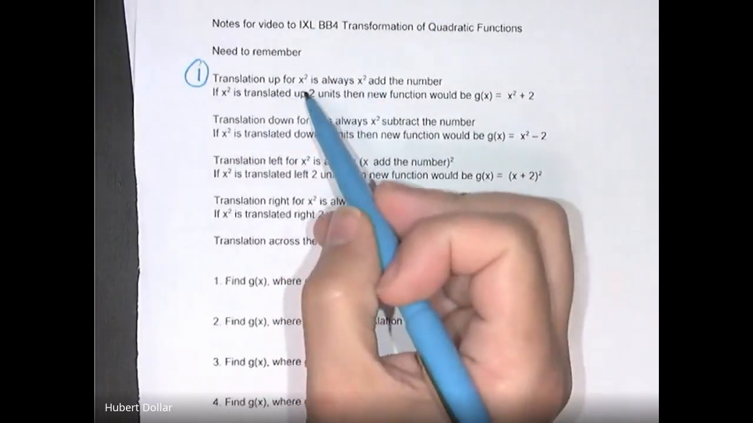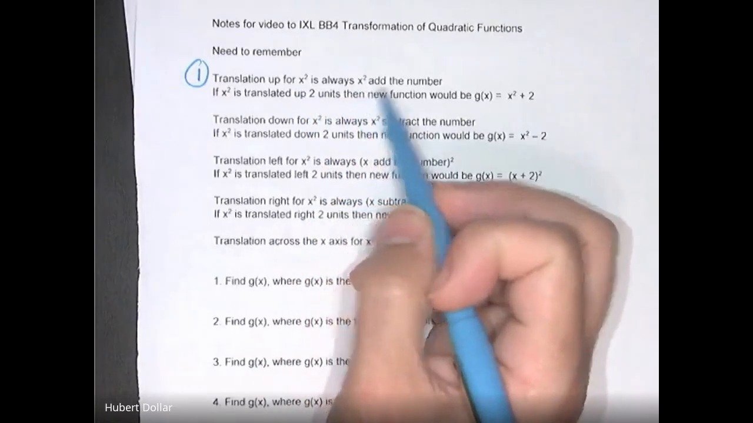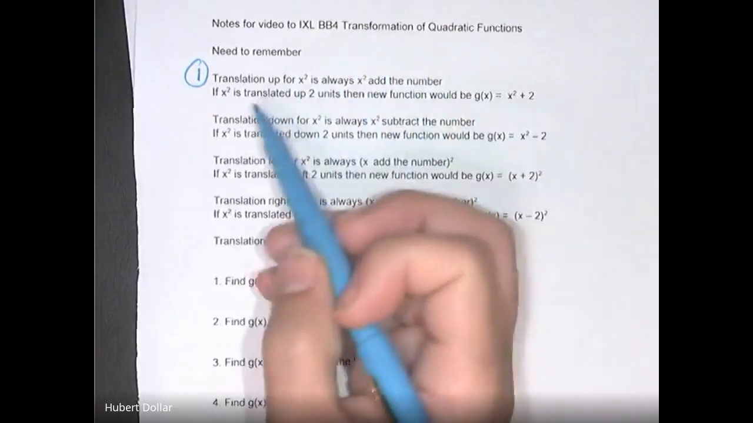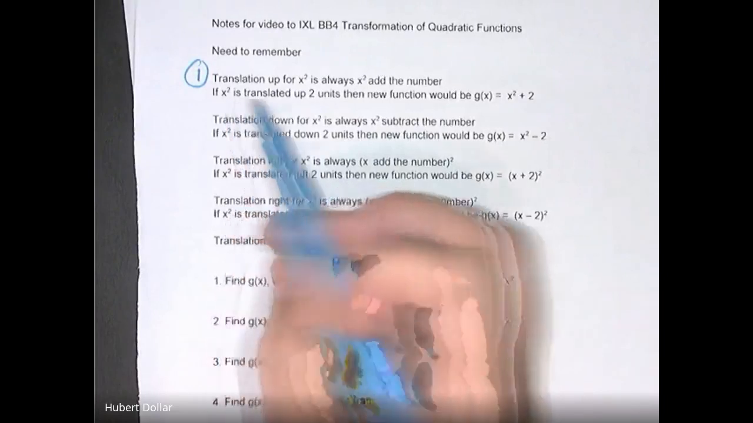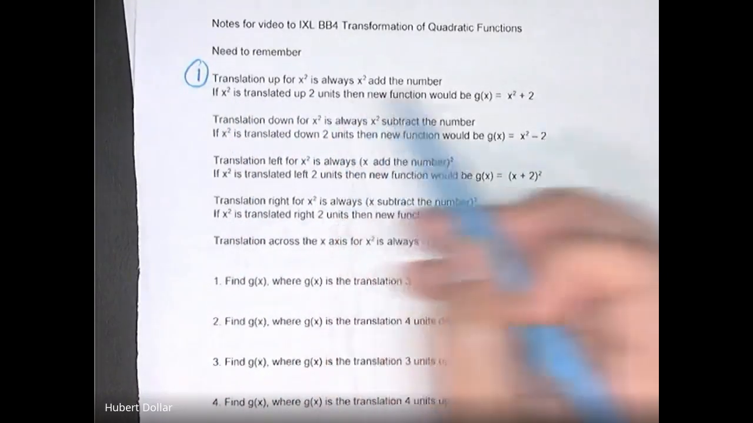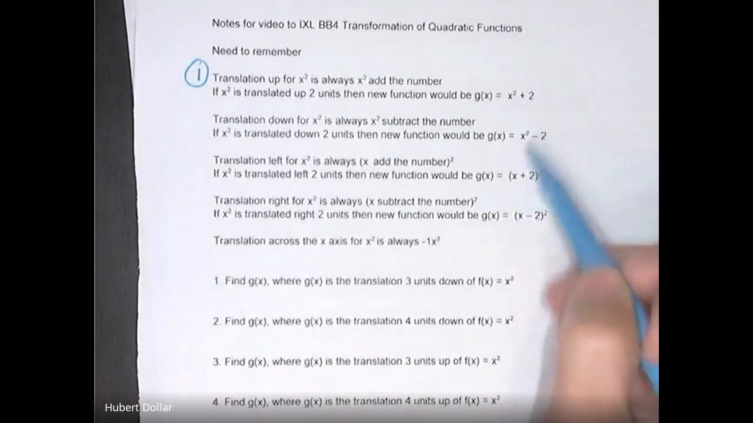And it's always, for x squared, the x squared plus a number. And so if you were to translate x squared up 2 units, then the new function would just be x squared plus 2.